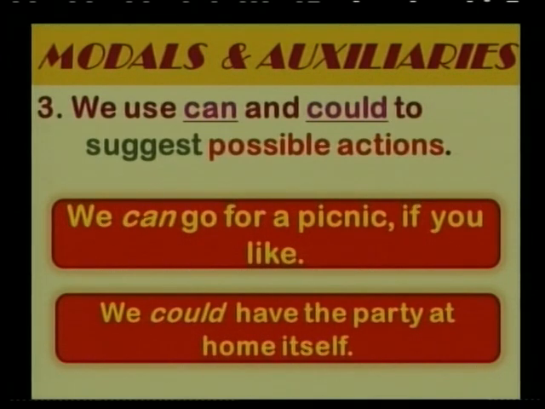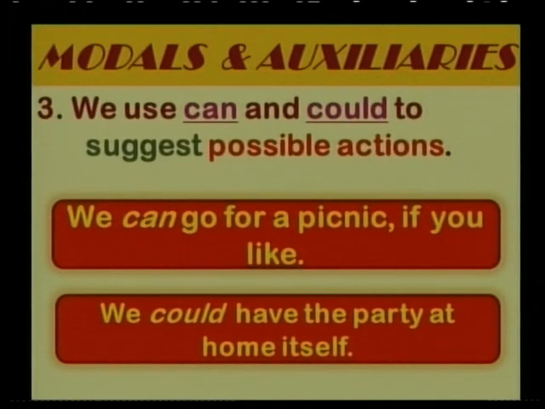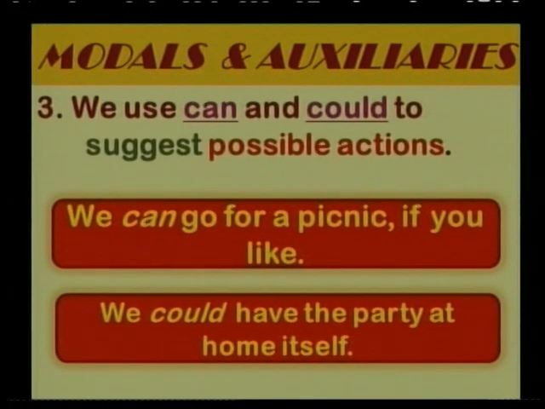What does it say? We use can and could to suggest possible actions. Actions haven't begun. Actions are not going on. But there is a possibility that a particular action can take place. However, there is a little amount of uncertainty here. This is just a kind of suggestion you are making.